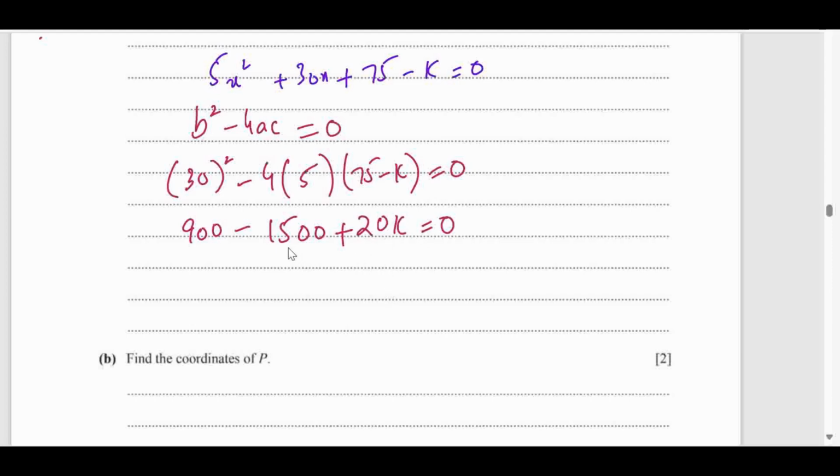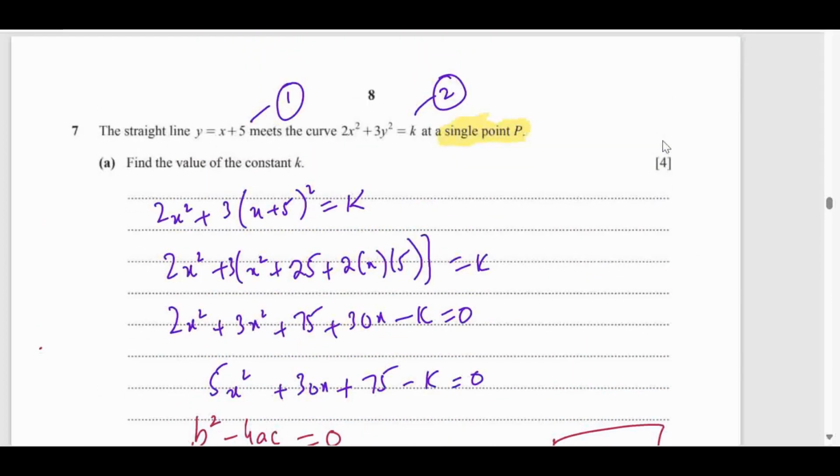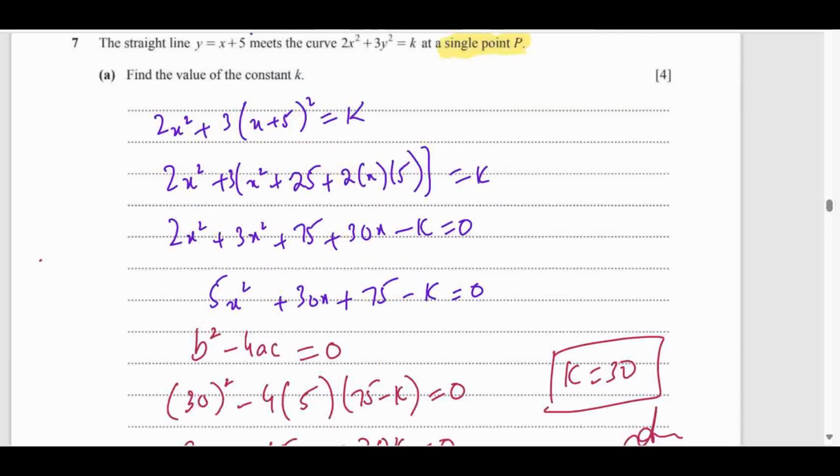Now 600 minus 600 plus 20k is equal to 0, and then 20k will be equal to 600. If we simplify it further, 600 divided by 20, we can cancel out these two, so k will be equal to 30. This will be the final answer. We need to find out the value of k, so this will be the final answer. I hope that the concept is clear.